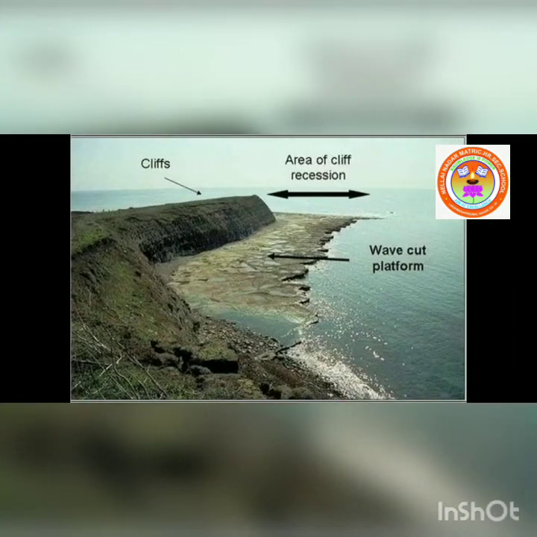Here you can see wave cut platforms. Flat surfaces found at the foot of sea cliffs are called wave cut platforms. A wave cut platform is also referred to as a wave cut bench or terrace.